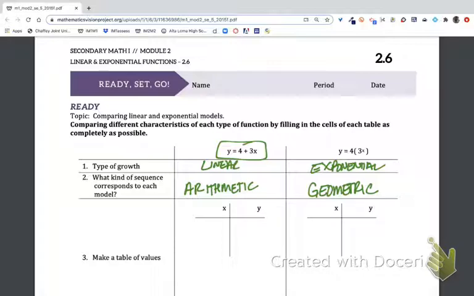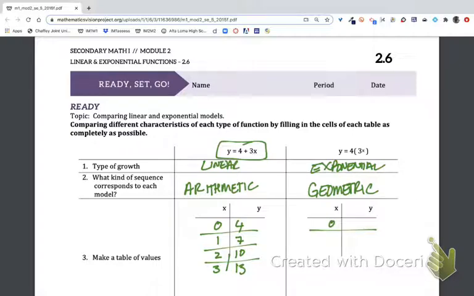The value of table of values, if I plug in 0, I would get 4. Plug in 1, I would get 7, 2, 10, 3, 13. So I'm just plugging in the x for that equation and getting out the y values.